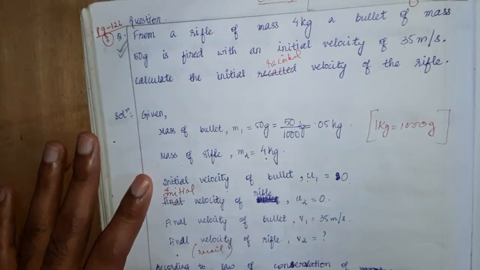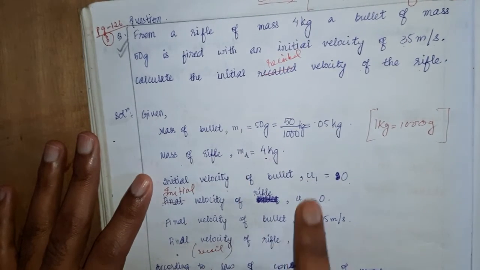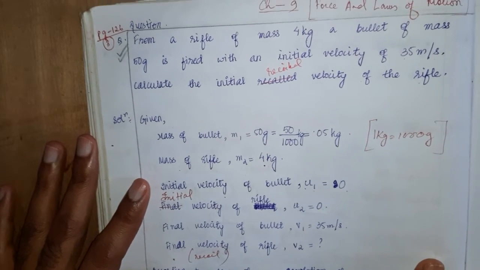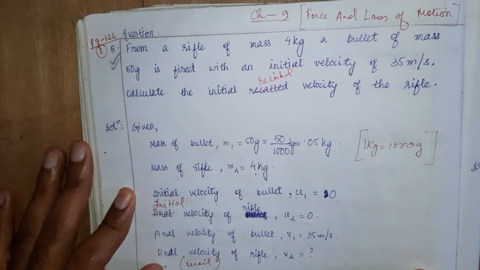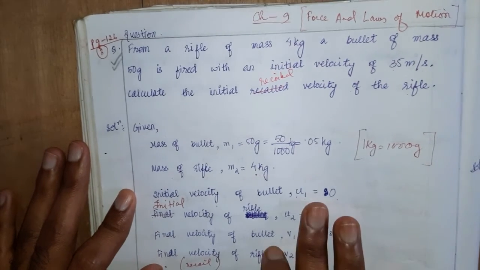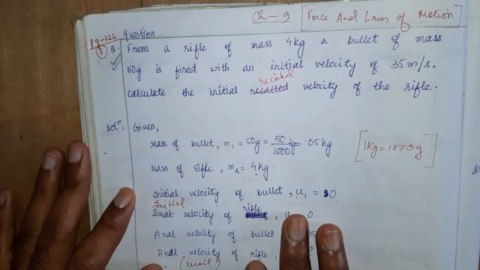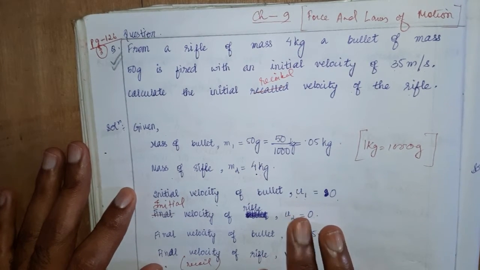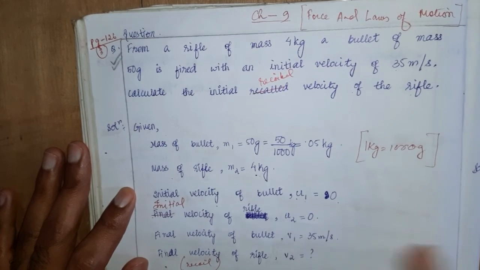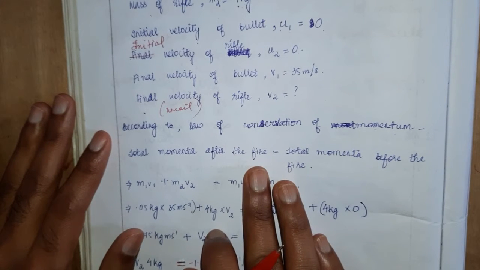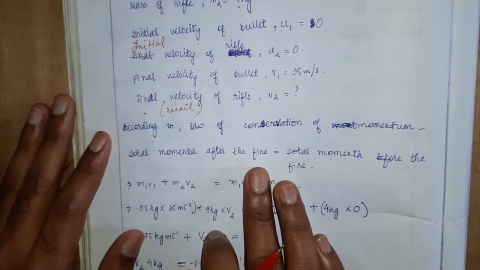Now here you check m1, m2, u1, u2, v1, v2. Which formula can you use here to solve this problem? From this chapter, if you remember, from the law of conservation of momentum, we already have a relation, a formula you can say. We have a relation that the total momentum before collision is equal to the total momentum after collision.